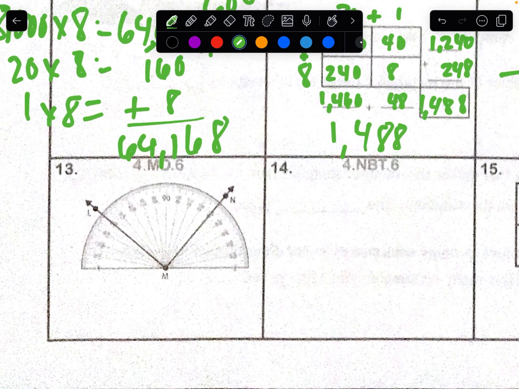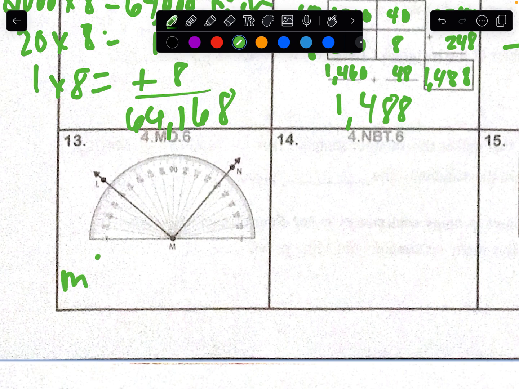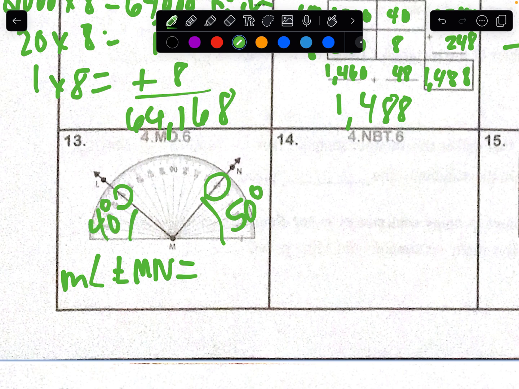All right, 13. We have an angle here, measurement of angle LMN. So kind of what you have to do here is determine what this says and what that says. If you look, this is an acute angle, so from here to here is about 50 degrees. And over here, this is 40 degrees. So what you could do is add that up. Or, no, that's 90 degrees. And then you do 180 minus 90, which is going to give you 90 degrees.